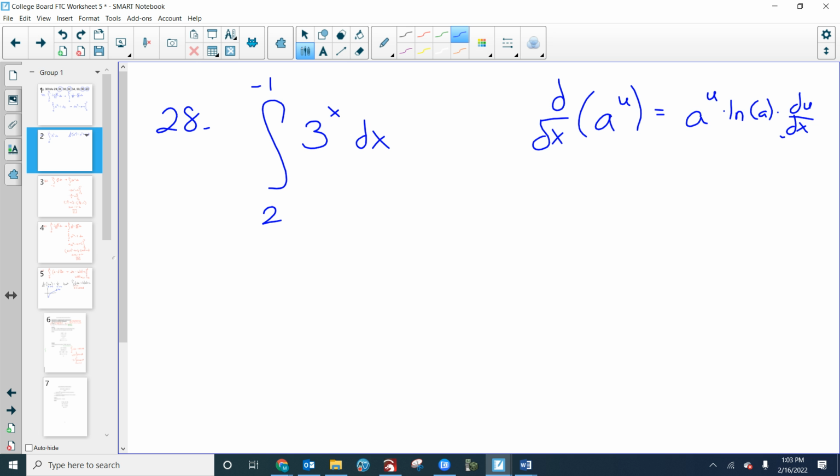Okay. All right, let's test your understanding. What if I put this on the quiz tomorrow? A to the 7x, where a is a constant. A to the 7x times ln of a times 7, because the du dx there was 7.